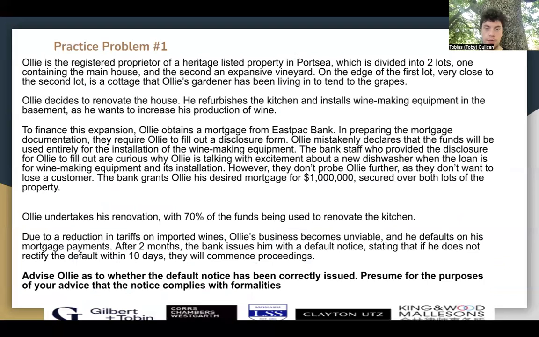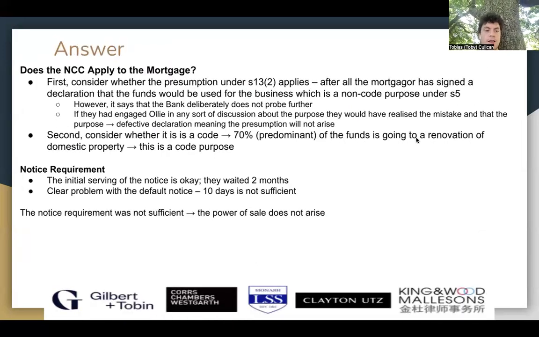Finally, the practice problems. So have a read over these. Advise Ollie as to whether the default notice has been correctly issued. Presume for the purposes of your advice that the notice complies with formalities. Definitely do that. Answer.